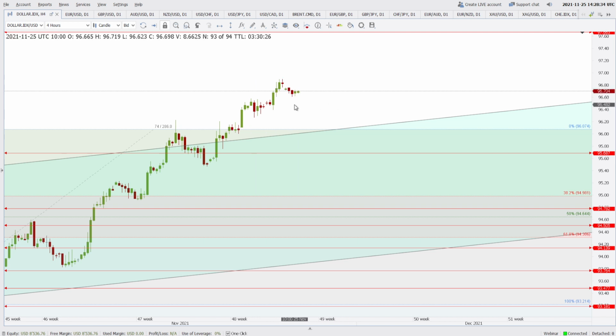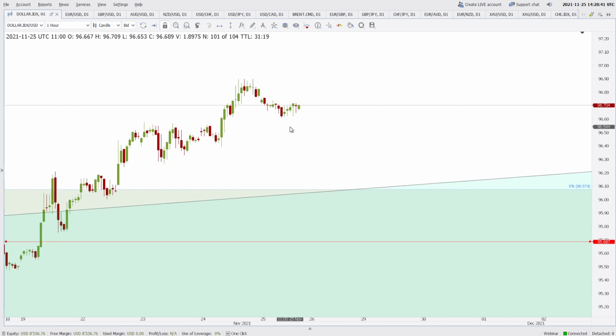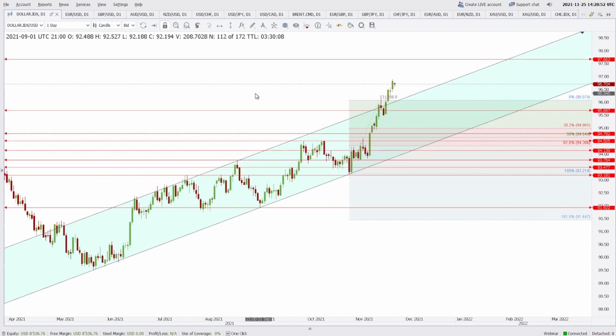So it will make a sort of symmetrical triangle on the lower time frames because there is an indecision forming here, and because the main trend is up, so expect a breakout to the upside. Okay, I don't want to go to the lower time frames.